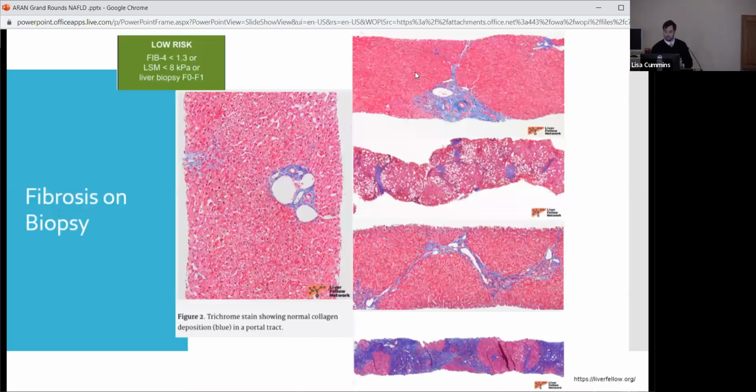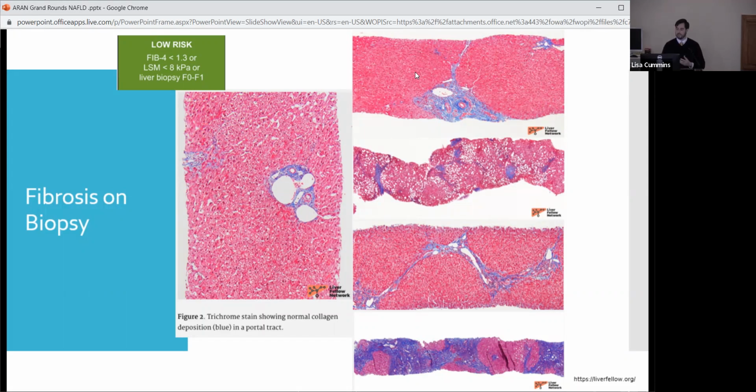And so what does that look like? This big picture, the vertical picture on the left, is a normal liver. That trichrome stain is that blue stain you see. You can see that blue right around that portal tract, if you guys remember the portal tract from histology, and that's normal.